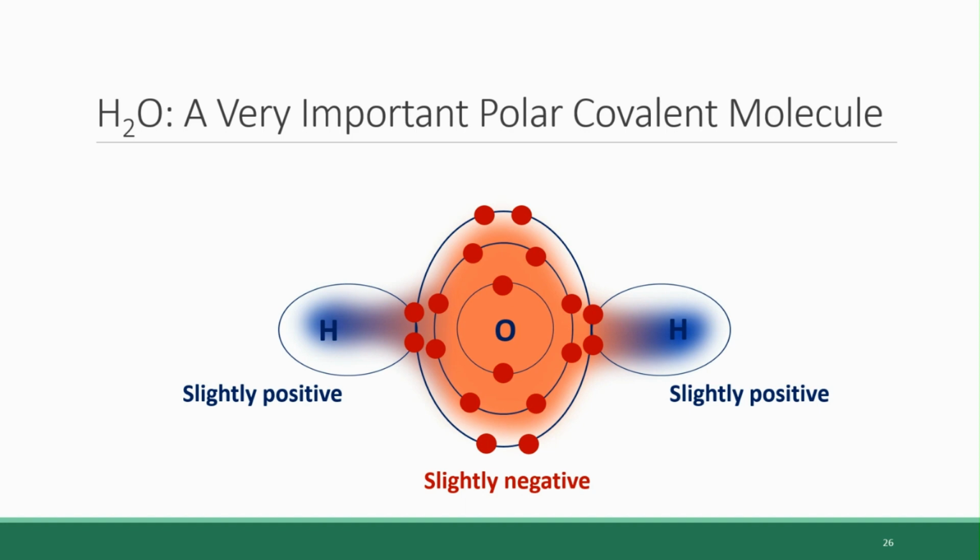And you end up with a polar molecule here. The hydrogen ends are each slightly positive with fewer electrons, and the oxygen is slightly negative because it has more electrons, or it holds onto them at a higher rate than the hydrogen does. The polar nature of the molecules and the fact that it has these negative and positive poles gives water many of the qualities that allow it to support life.